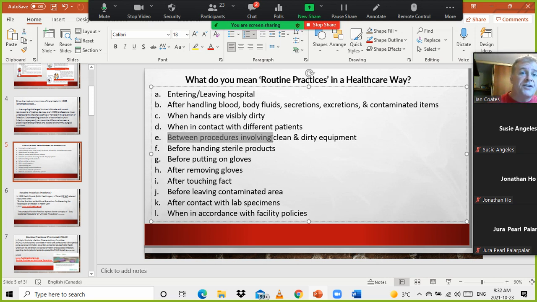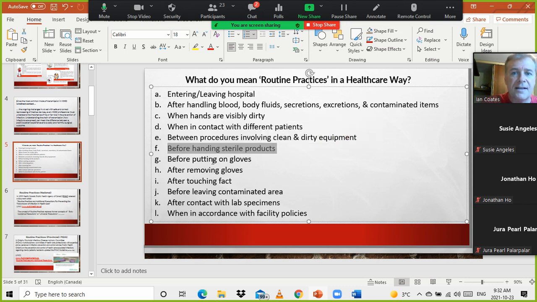Between procedures involving clean and dirty equipment, what do you do if you're moving some clean, sterile stuff, and then you go to work in a dirty area? Well, I don't think there would be a problem. But if you're working in a dirty area and then you're asked to go and move some clean, sterile stuff, that'll be an issue, right?